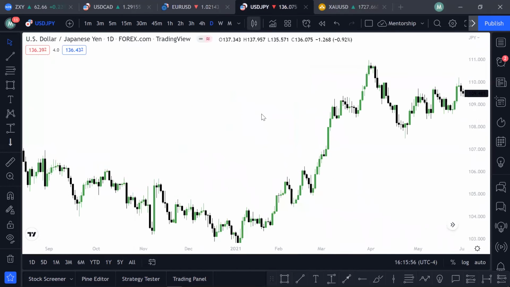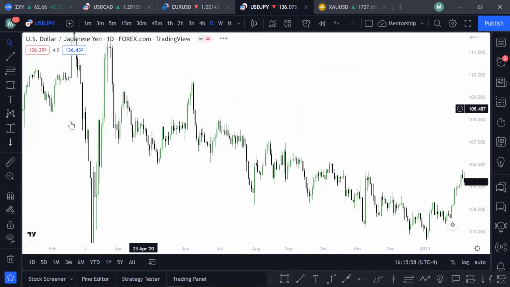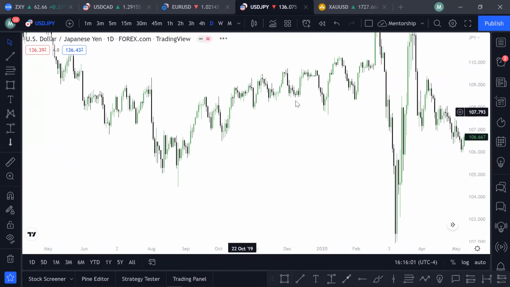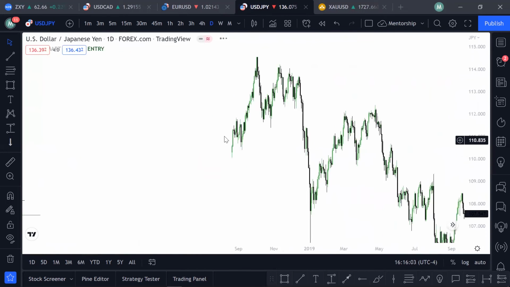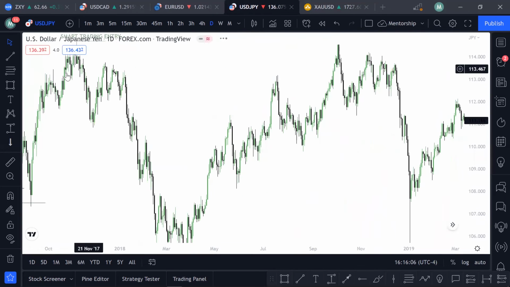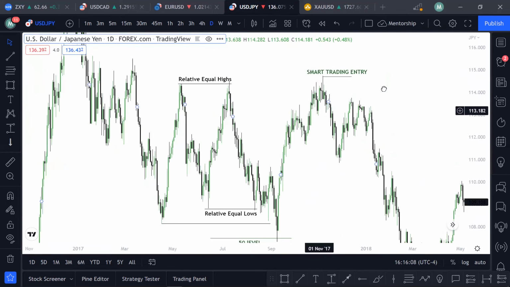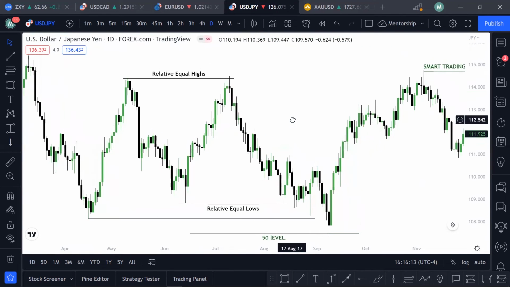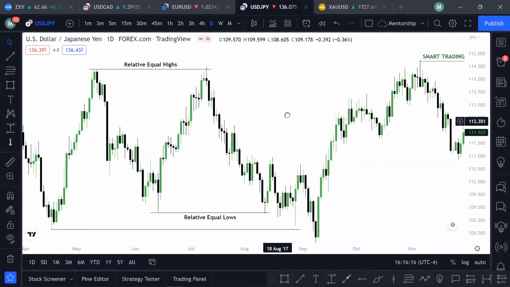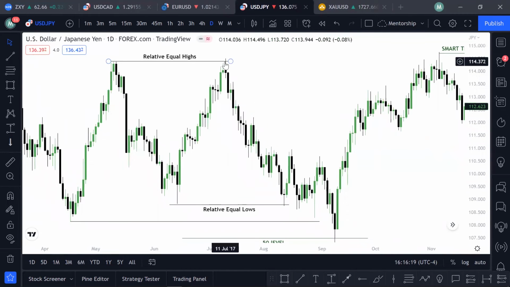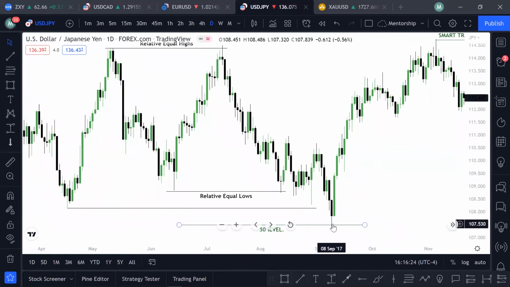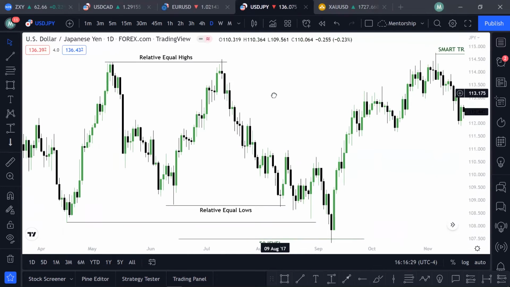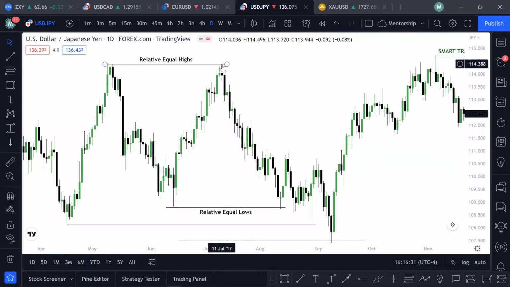Okay, let's look at the USD JPY as our last example. So this is the USD JPY. Again, history repeats itself. At first, we have relative equal highs here, relative equal lows. Price trades below these lows here. Once price does that, I'm putting my take profit up here before selling.